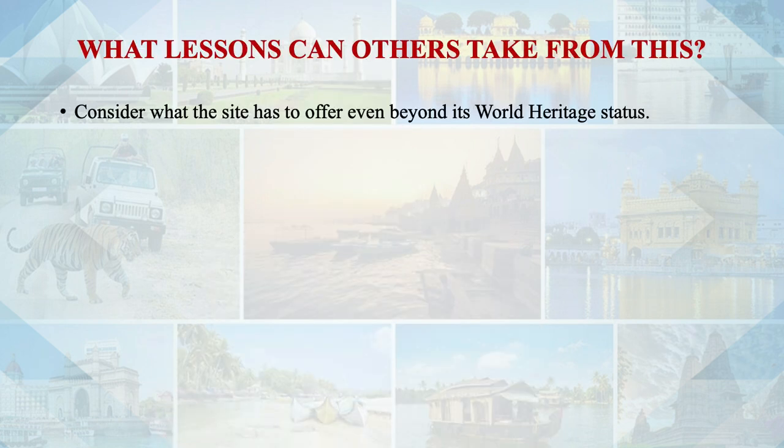What lessons can others take from this? When developing a tourism strategy for a World Heritage Site, consider what the site has to offer even beyond its World Heritage status. This is very important. The current World Heritage List citation for Angkor does not include natural value, nor does it recognize Angkor's role as a spiritual, lived-in landscape. But these may be of equal interest to tourists as the magnificent architecture and age of the site.